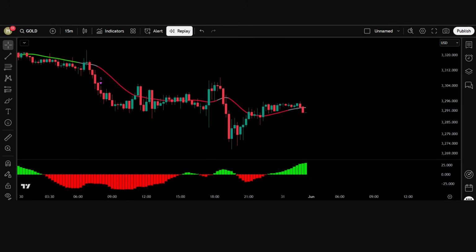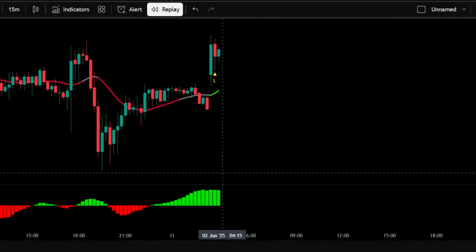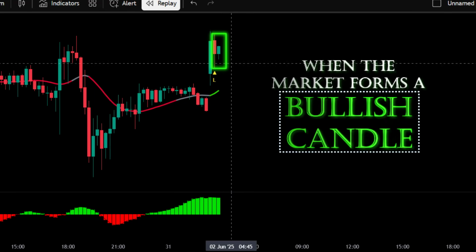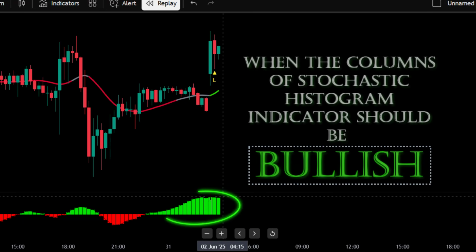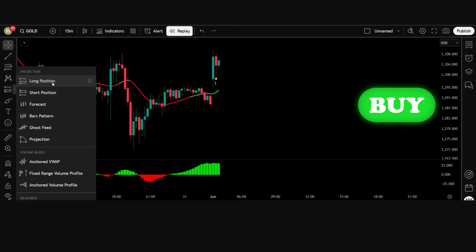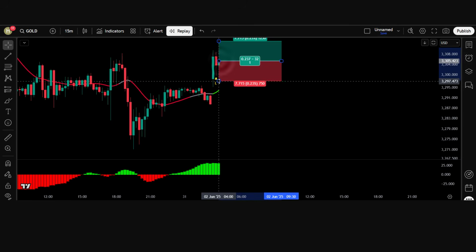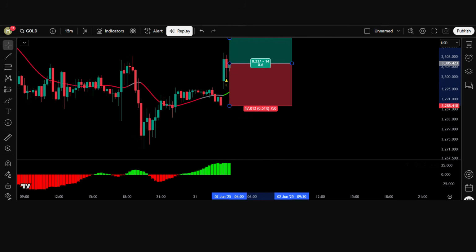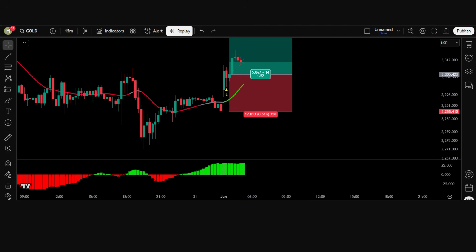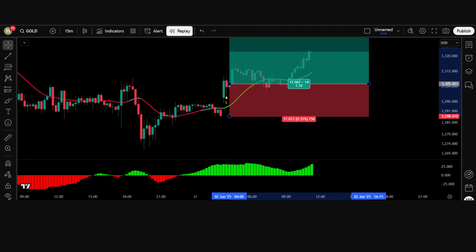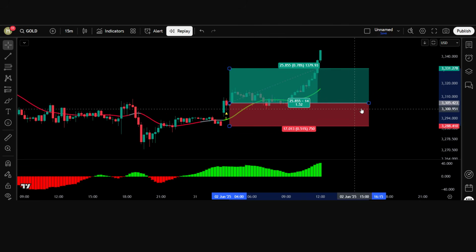Now, let's understand the concept where we will take buy and sell trades based on their conditions. When the Smoother Moving Average Indicator gives us a long signal, when the market has formed a bullish candle, and when the columns of the stochastic histogram indicator are bullish, if these conditions are fulfilled, then we will place a buy order. Place your stop loss at the current market's lower level, with a 1 to 1.5 risk-reward ratio. The market has completely hit the target.